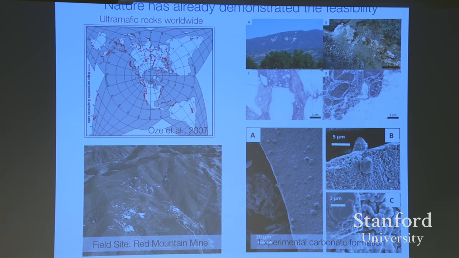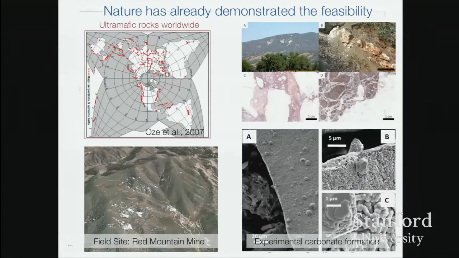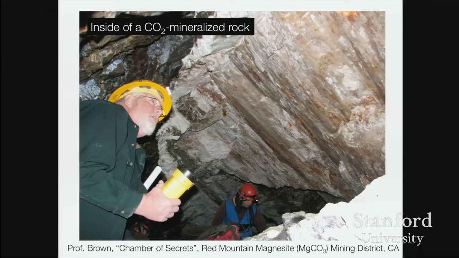The only reason why it wasn't fully mined was that Austria could mine their magnesite for cheaper during World War I and World War II. So they left most of California's magnesium carbonate. So we've been studying what happens. We see these large magnesium carbonate veins. These are actually some of our experimental products where we've been looking at how fast this happens in the lab. And this is one of my colleagues, Professor Gordon Brown, in what we call the Chamber of Secrets. But these are absolutely massive magnesium carbonate veins that have formed from CO2 reacting with the rock.